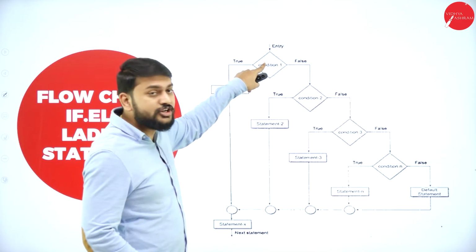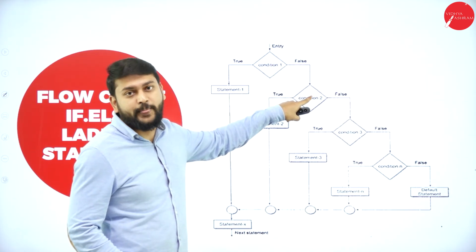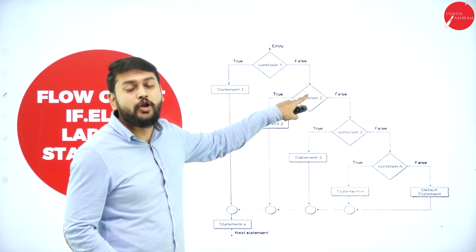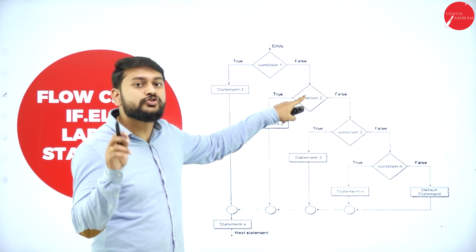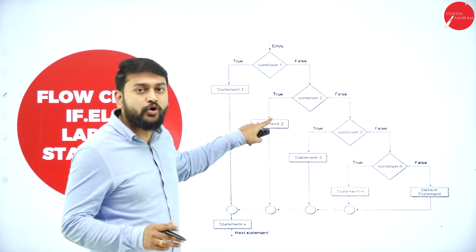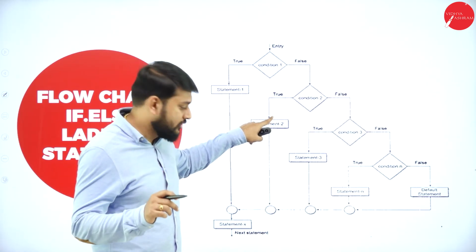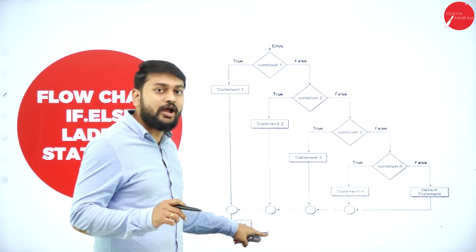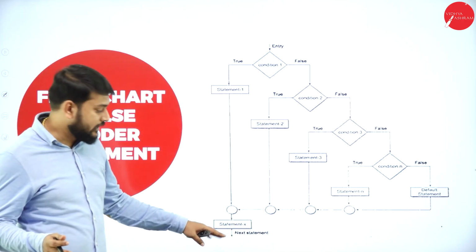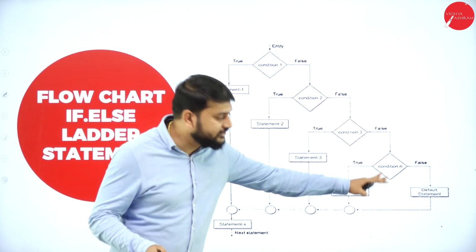Suppose this condition is false, it will go to the next else if block. There, if day is equal to Tuesday and the condition is true, it will execute the statement it has inside the block. After executing that, it will come out of the block, and then it will start executing the next statements. It will not touch any of these statements.